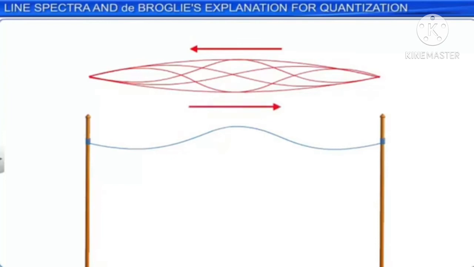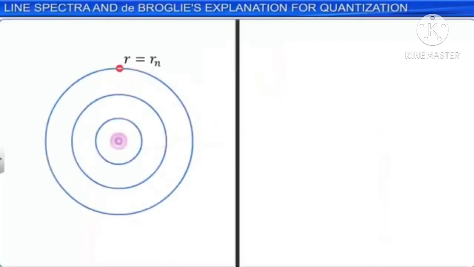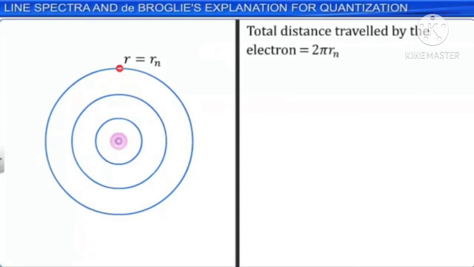Now, let us apply this concept to an electron in the nth circular orbit of radius Rn. The total distance travelled by the electron is 2 pi Rn. Hence, 2 pi Rn is equal to n lambda, where n is equal to 1, 2, 3, and so on. Let this be equation 7.